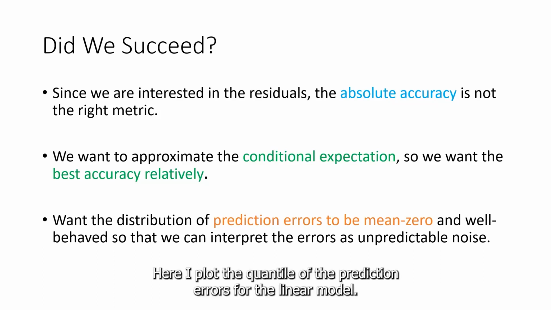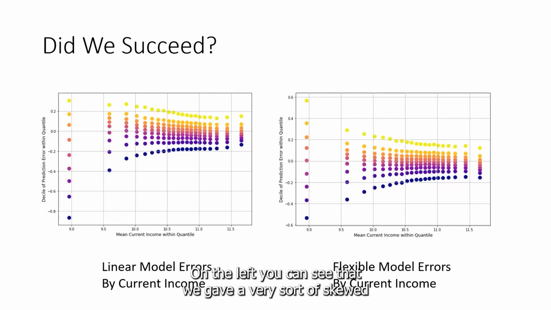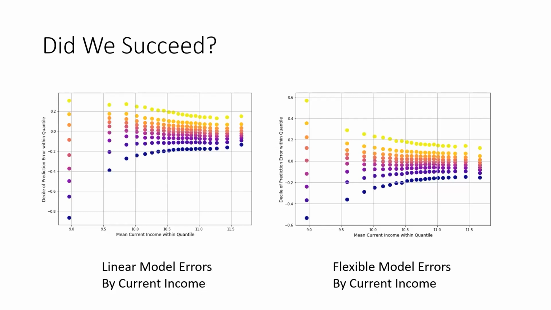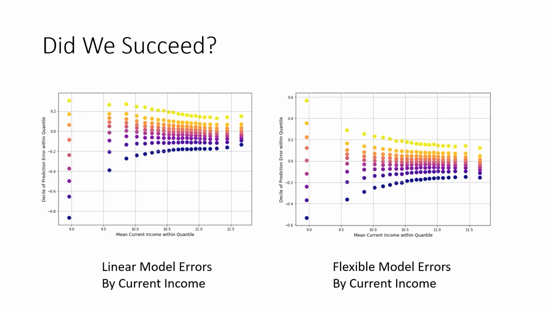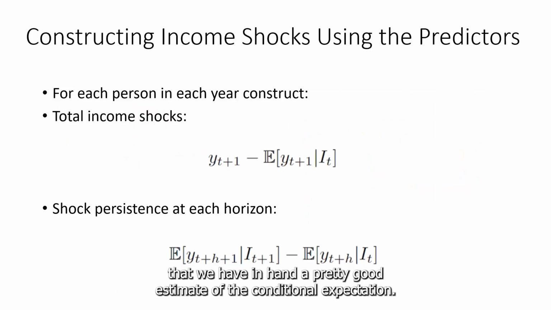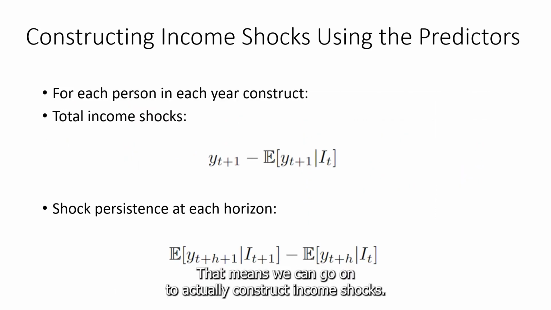Here I plot the quantiles of the prediction errors for the linear model on the left. You can see that we have a very skewed, non-conditionally mean zero distribution of prediction errors, whereas on the right-hand side for our gradient boosting model, we have consistent mean zero, symmetric residuals for our prediction errors as a function of current income. So I take this as validation that we have in hand a pretty good estimate of the conditional expectation. That means we can go on to actually construct income shocks.